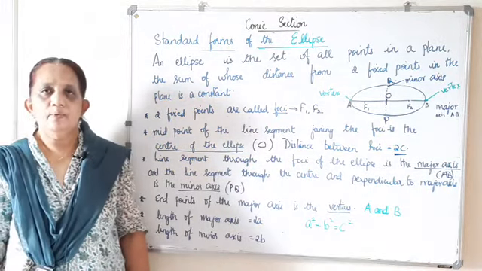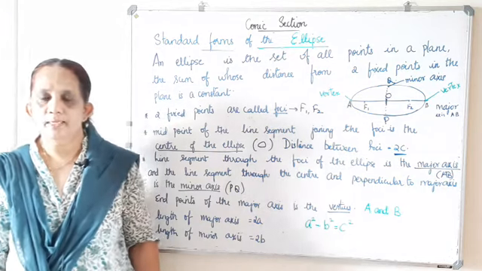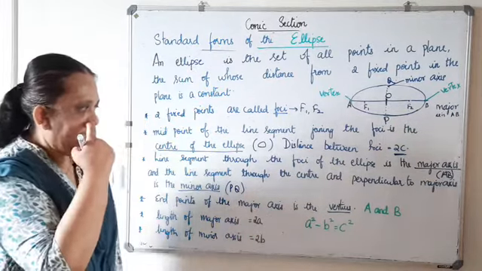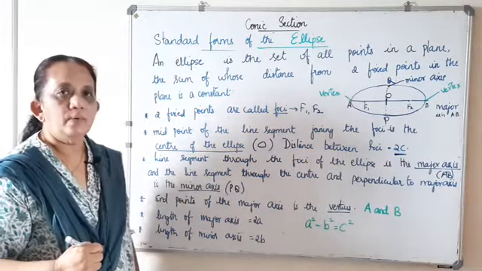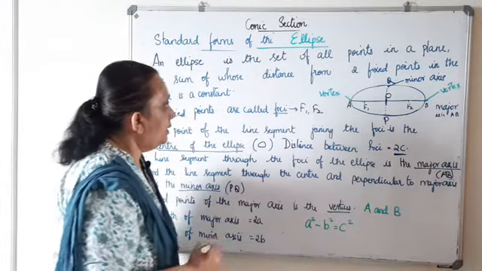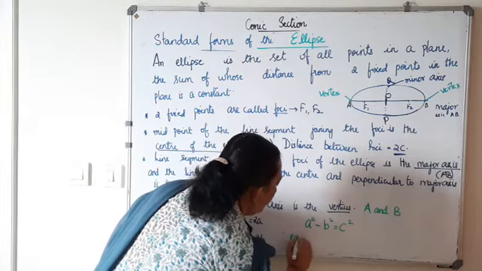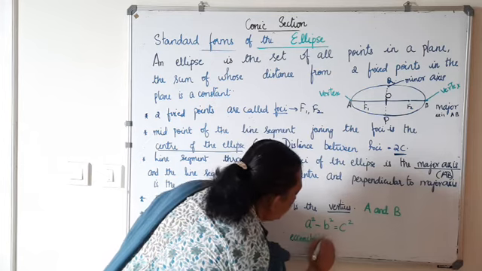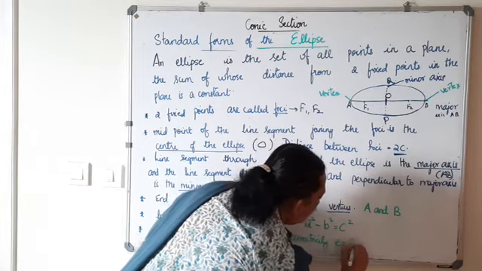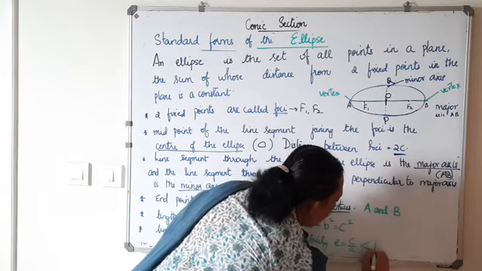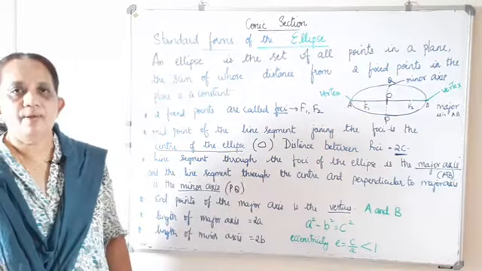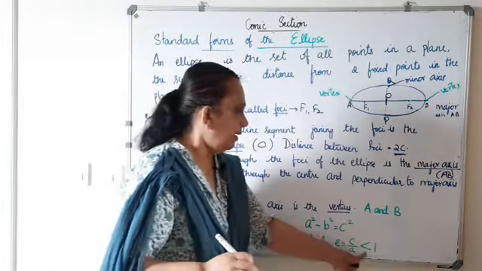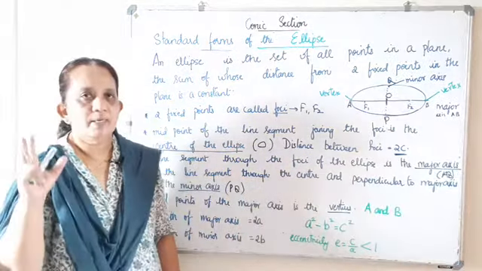When a is equal to b, in that particular case you get a circle. In the ellipse, a squared minus b squared is equal to c squared. And you have another term called eccentricity of the ellipse. e is equal to c by a. For an ellipse, eccentricity is always less than 1. You can verify after getting c and a whether it is less than 1. If it is less than 1, the conic section is an ellipse.